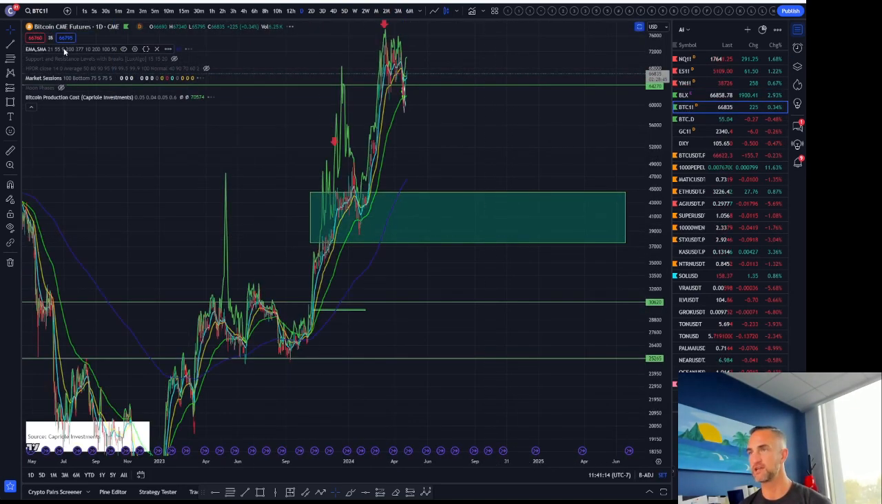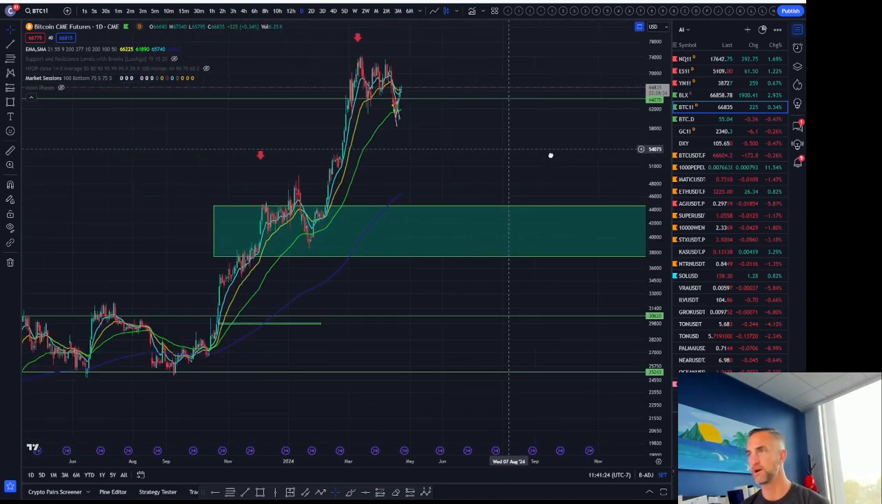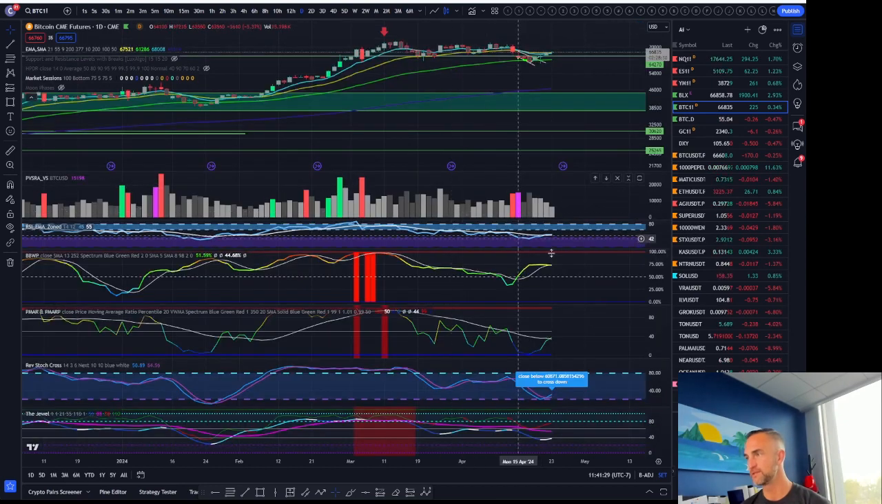Just checking in on CME real quick. It is not going to populate on the CME, so I'm going to get rid of that. I'm going to get rid of the moons, or I'll just leave it on silent. But we're popping off the green 55.